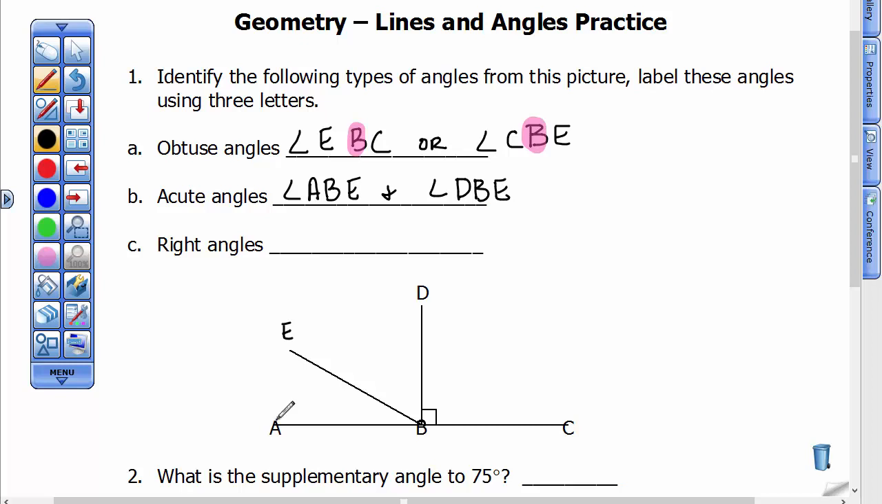And then line ABC is a straight line. And because of this box right here, I know that CBD is a right angle. And since this is a straight angle, I know that this is also a right angle, ABD. So there are two: angle ABD or DBA and angle CBD or DBC.